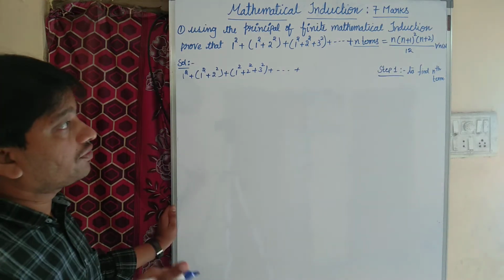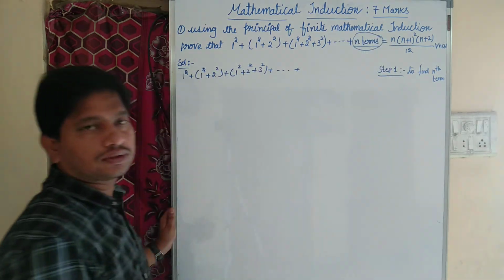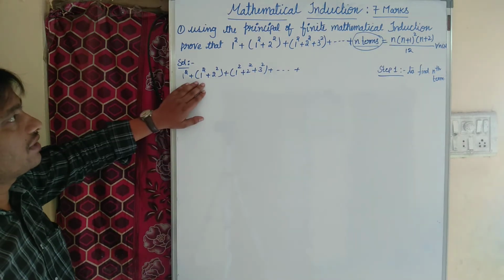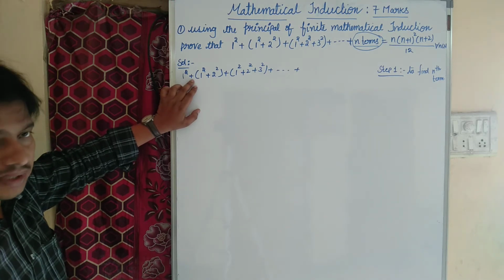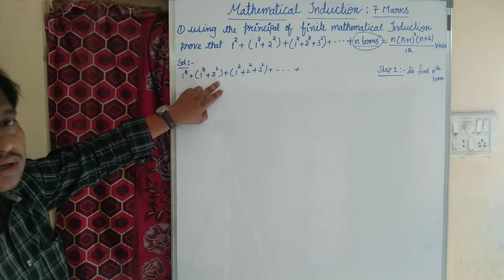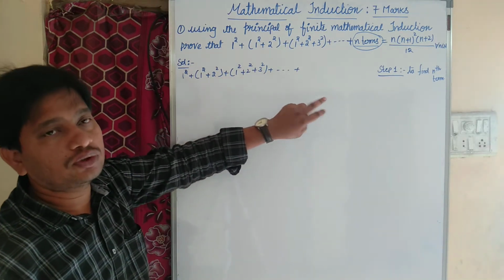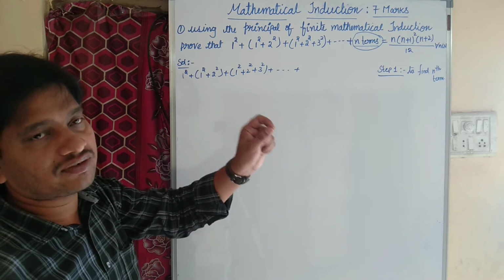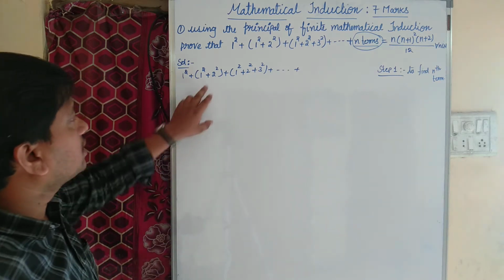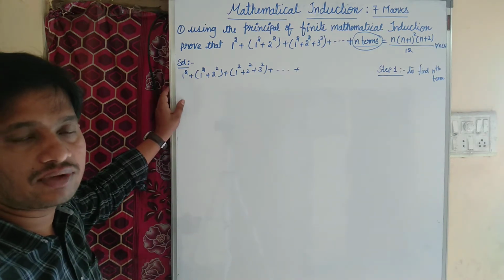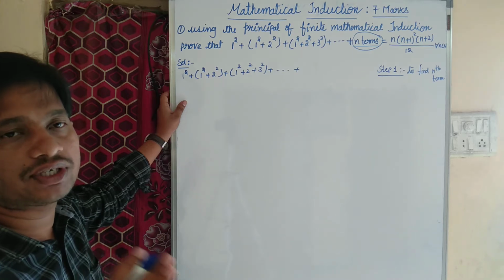The step 1 is what we need to do, we need to find this nth term. If you observe the given sequence carefully, 1 square plus 1 square plus 2 square plus 1 square plus 2 square plus 3 square and so on up to 1 square plus 2 square plus 3 square and so on up to n square. I mean, this is the sum of the squares of the first n terms.